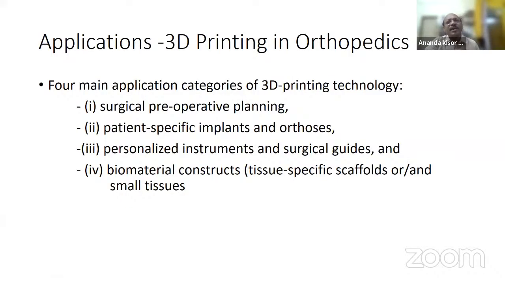So how can it be applied? There are four main application categories of 3D printing technology: surgical preoperative planning; patient-specific implants and orthosis, if required, which can be planned beforehand; personalized instruments and surgical guides, designed before the actual use; and biomimetic constructs, that is, tissue-specific scaffolds. I will show how tissue-specific scaffolds are used for production of the exact replica of the lost structure of the body.